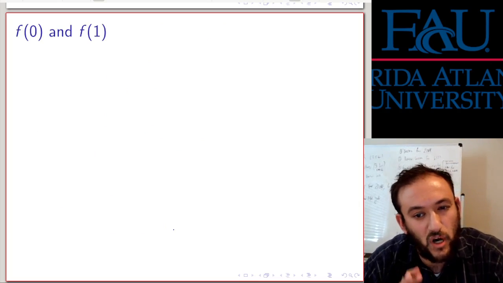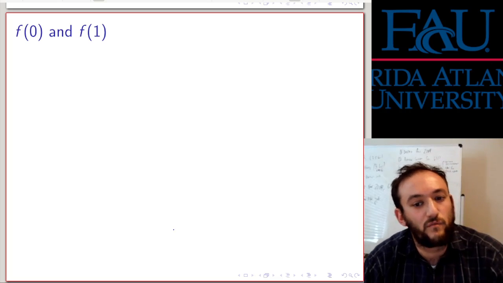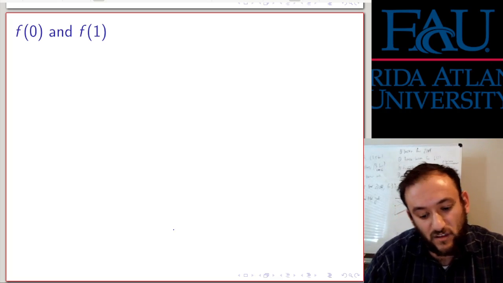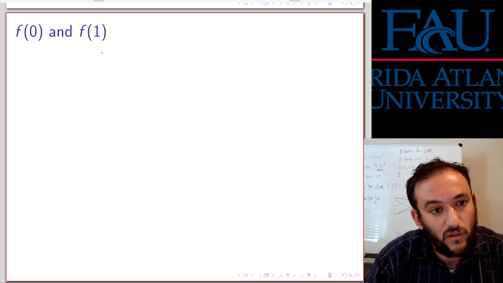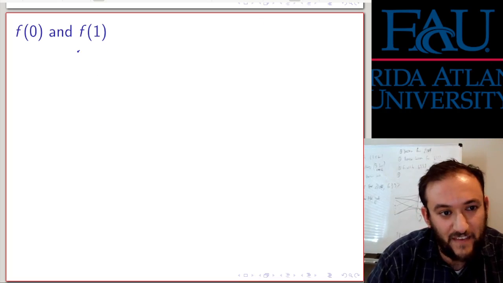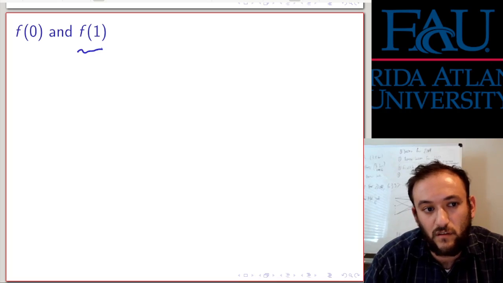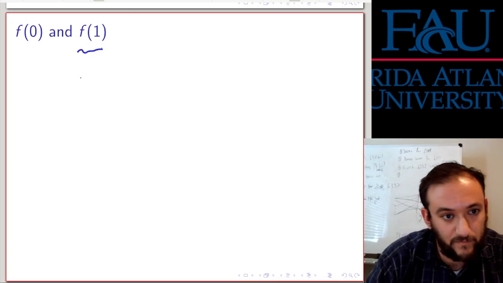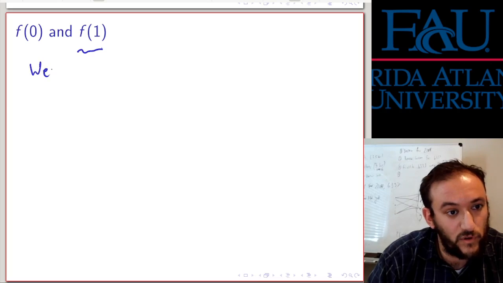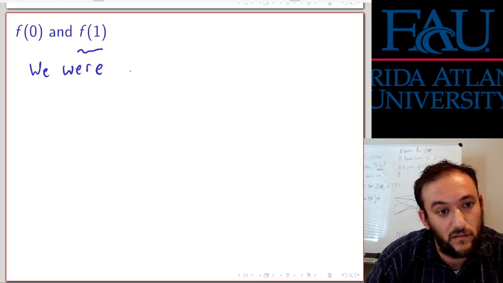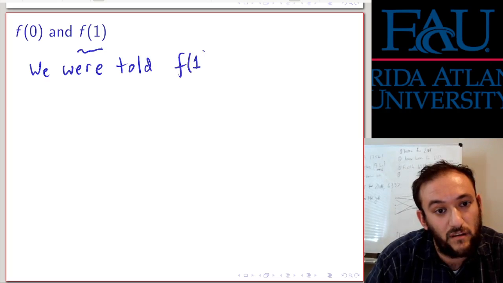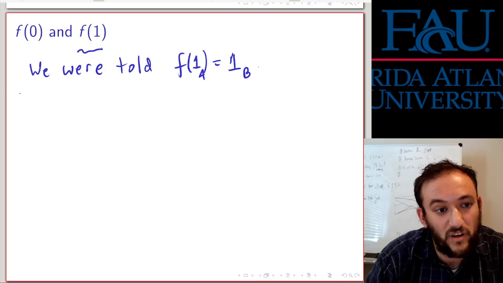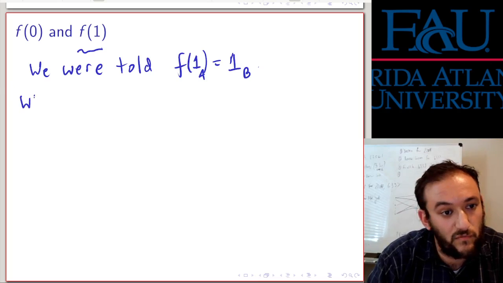Okay, but I want to pause and think a little bit more about how homomorphisms act on our identities. So one of our rules was that f of 1 has to equal 1, right? So we were told f of 1_A equals 1_B. But what about f of 0?